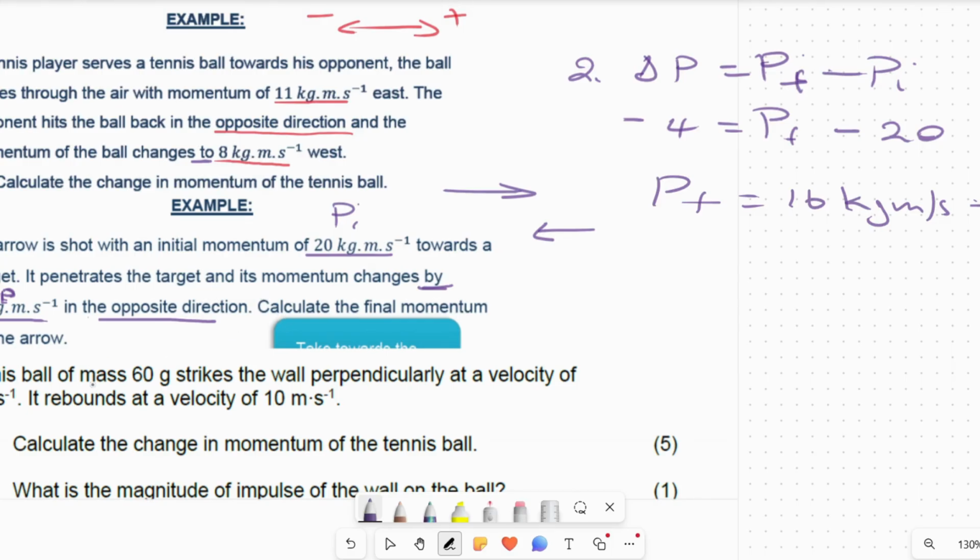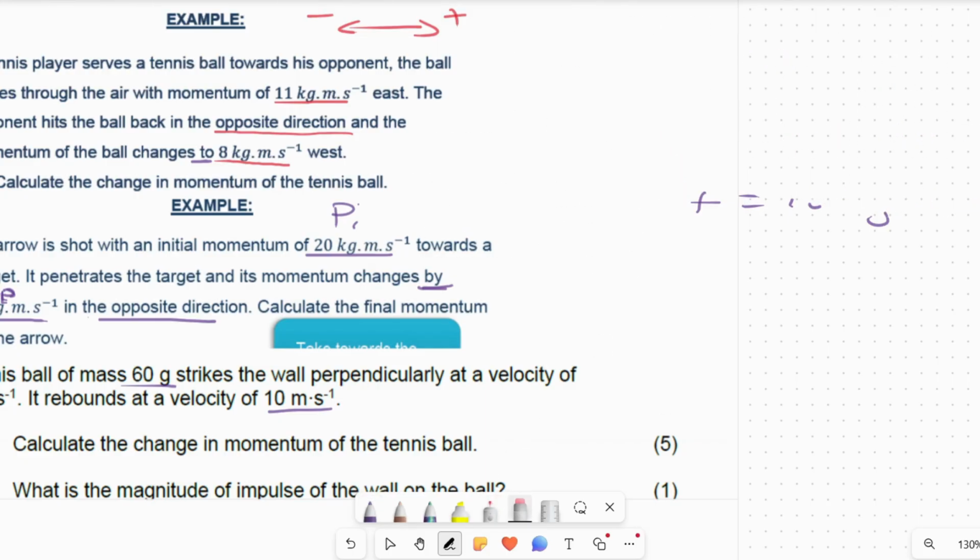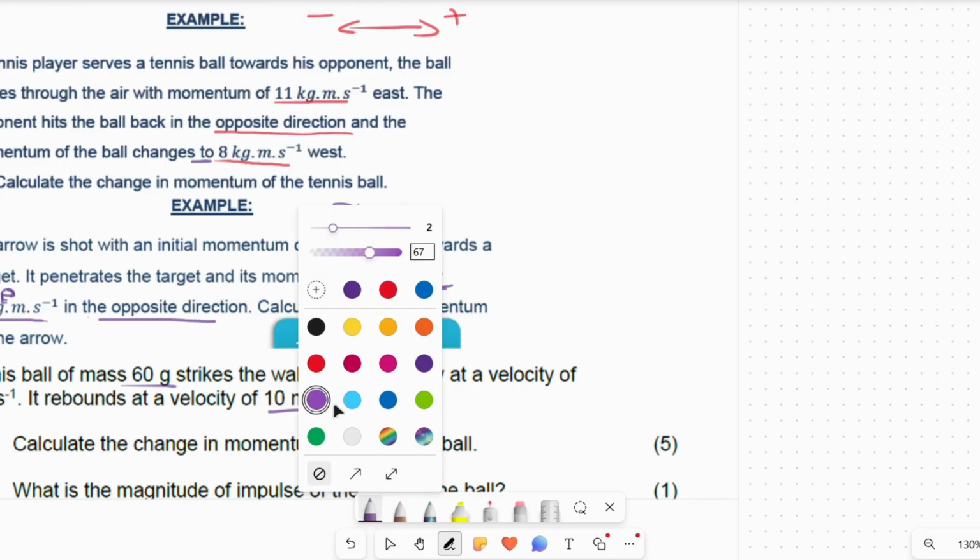Then let's look at this one. I extracted this question from one of the exam papers that were there. So a tennis ball of a mass of 60 grams strikes a wall perpendicularly at a velocity of 12. Then it rebounds back with a velocity of 10. When we understand this scenario, it looks like this. Again, they did not specify what direction the tennis ball was coming from, so we're going to make our own model just to understand.